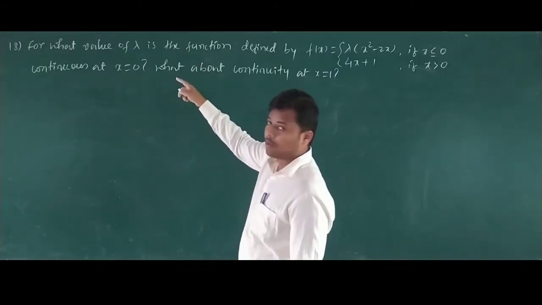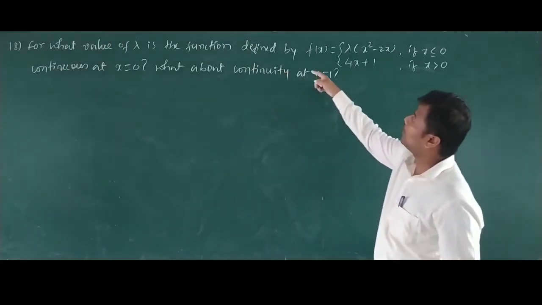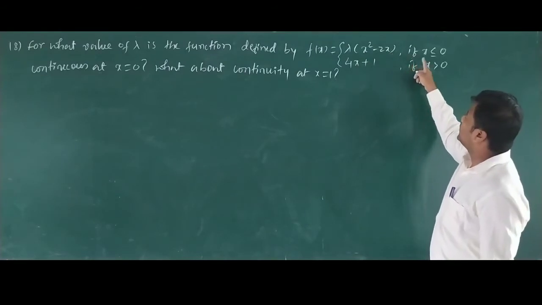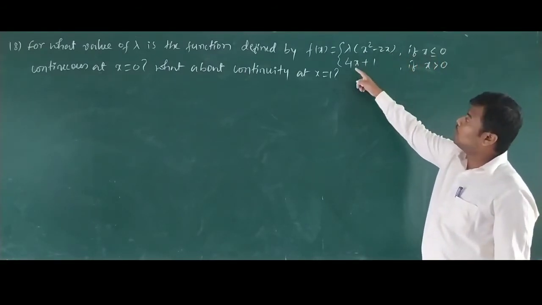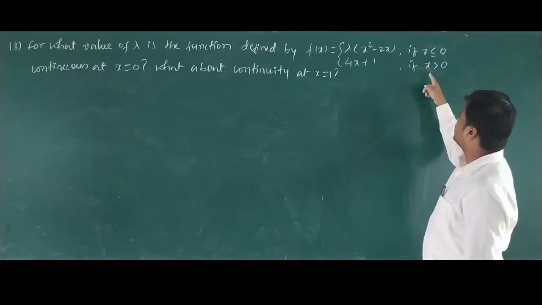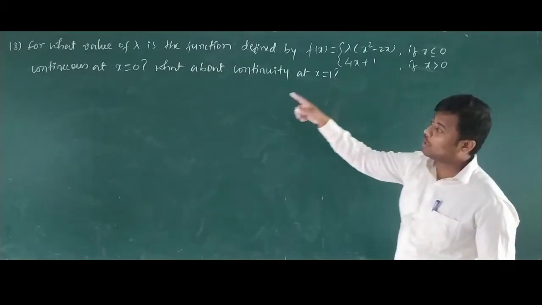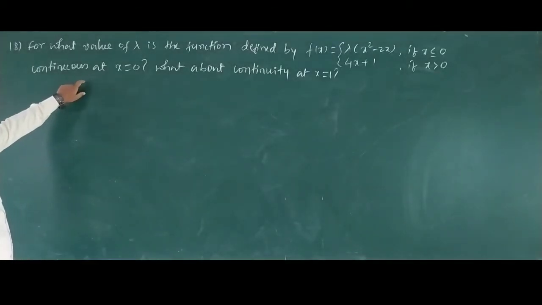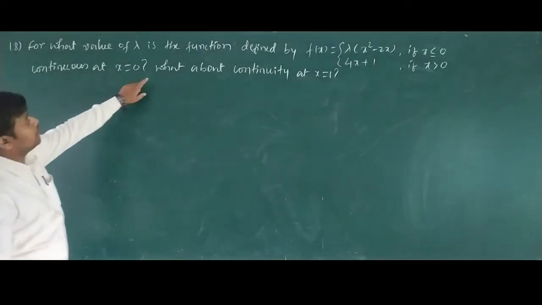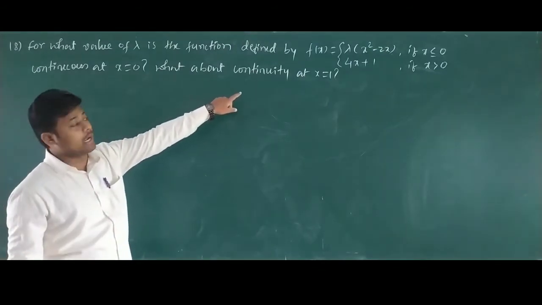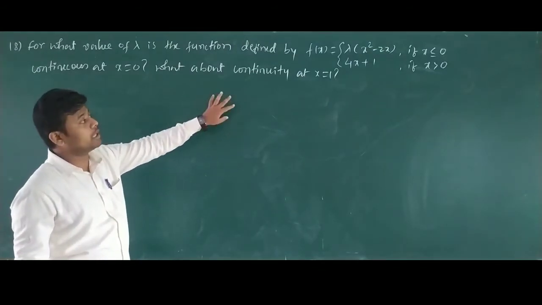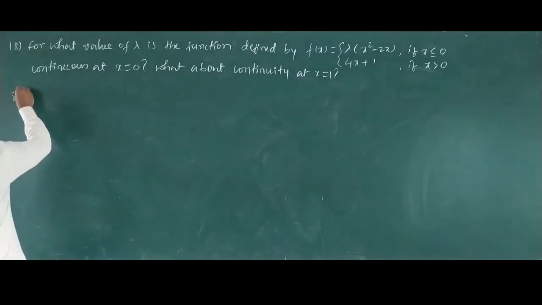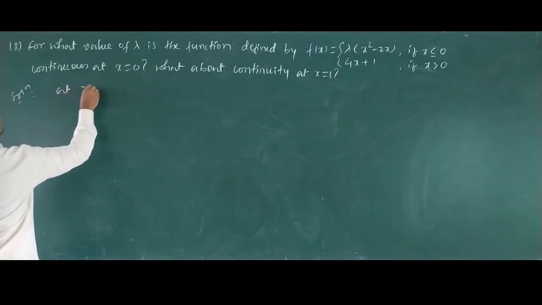For what value of lambda is the function defined by f of x equal to lambda into x square minus 2x if x less than or equal to 0, 4x plus 1 if x greater than 0, continuous at x equal to 0? For what value of lambda this function is continuous at x equal to 0, he has asked. And what about continuity at x equal to 1? So we are checking continuity of f of x at two points. Okay, solution. At x equal to 0, take.